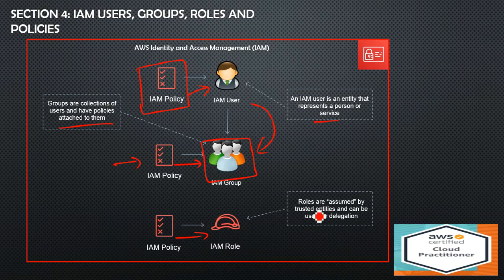And then you have roles. Roles are assumed by trusted entities and can be used for delegation. Again, as I said, roles are used to give programmatic access to certain services. For example, you have an EC2 instance that needs access to S3 storage. You assign that EC2 instance a role of full access to S3, and that EC2 instance will have access to the S3 storage, something like that.